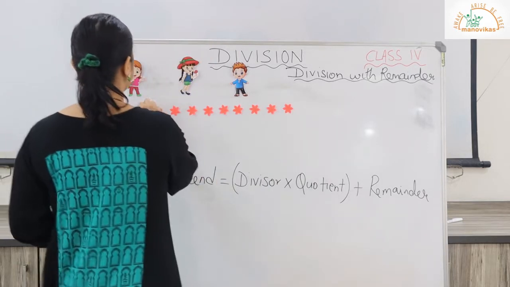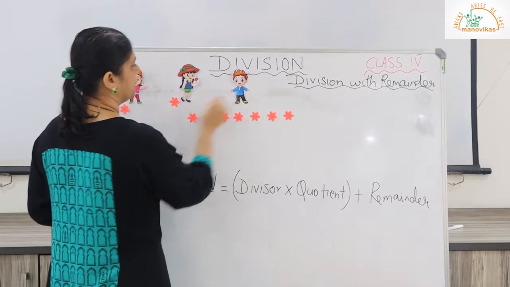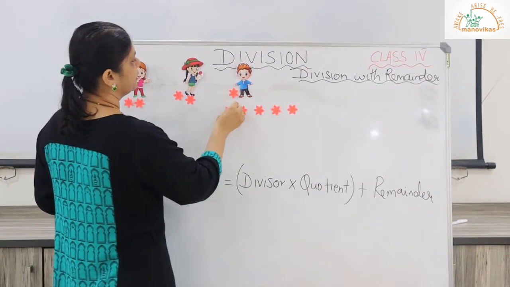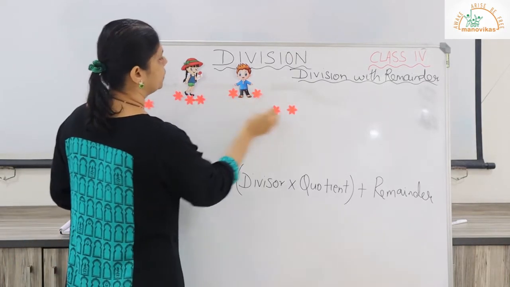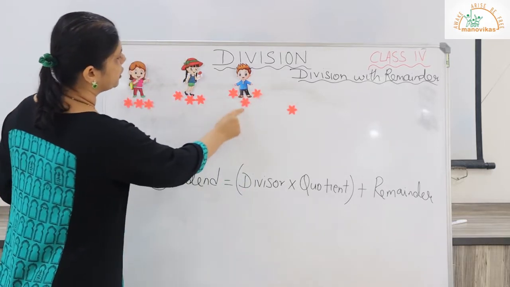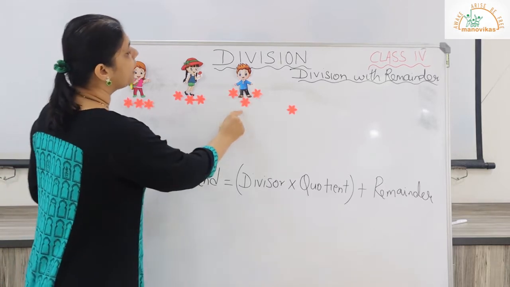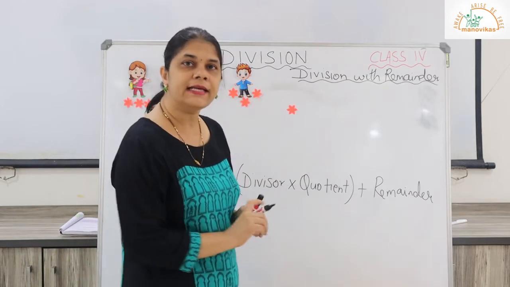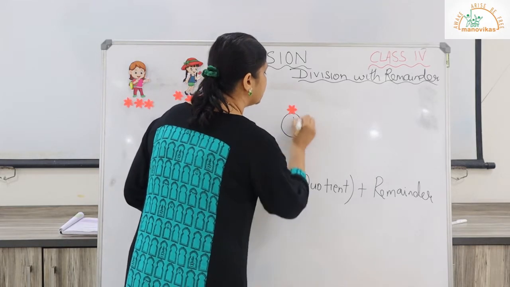So let us do it quickly. We'll put 1, 2, 3. Each child will get 1 flower. Now, you see that all 3 children have got an equal share and they have got 3 flowers each. Now, can you see any flower remaining? Yes, how many flowers are remaining? There is 1 flower remaining over here.